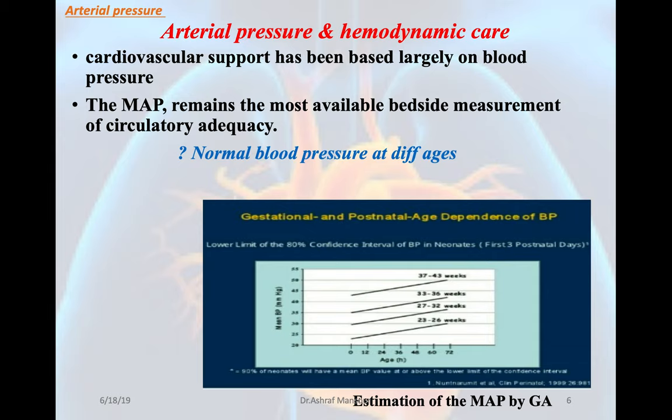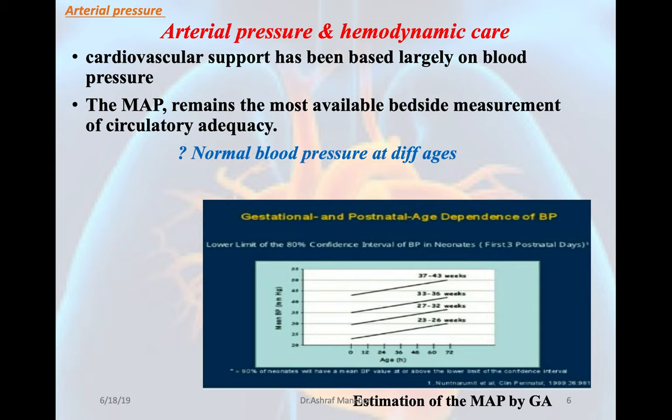So considering the arterial pressure and hemodynamic care, cardiovascular support has been based largely on the blood pressure. The mean arterial pressure remains the most available bedside measurement in the management of a hemodynamically unstable baby. But what is the normal blood pressure at different ages?